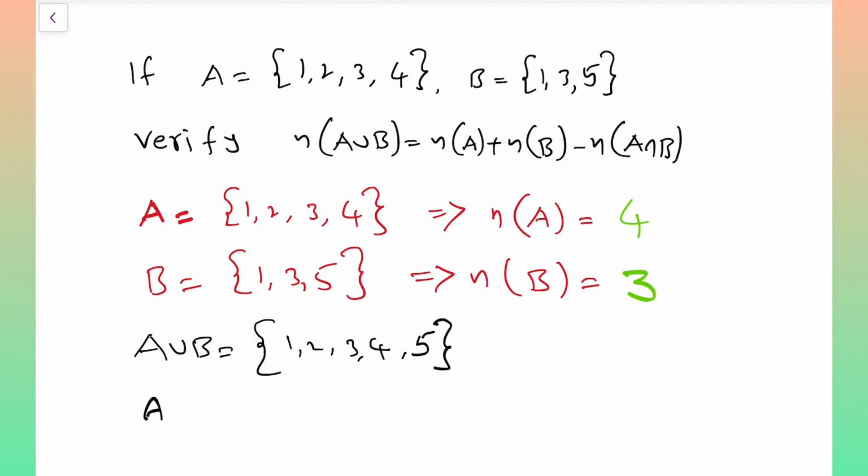Next, coming to the second set, that is A intersection B. So A intersection B is nothing but only the common elements. If we observe set A and set B, number 1 is common as well as element 3 is also common. So A intersection B will become 1, 3.